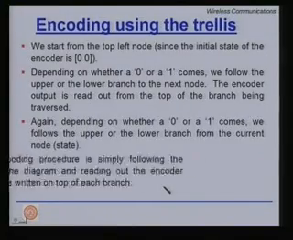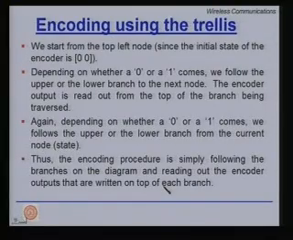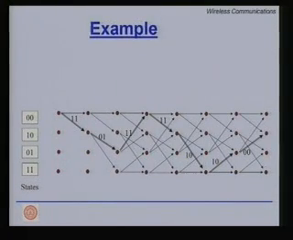So, coming to the encoding, we have realized that the encoding process is nothing but following a particular path within the trellis. Let us look at an example. So, here is a 4 state trellis.